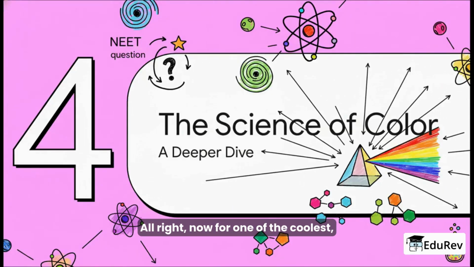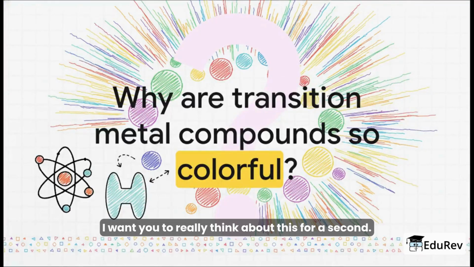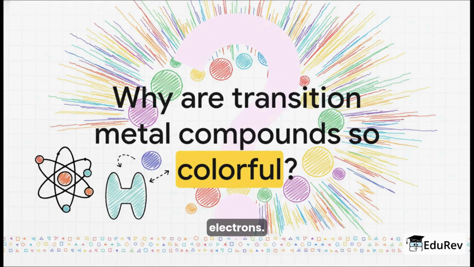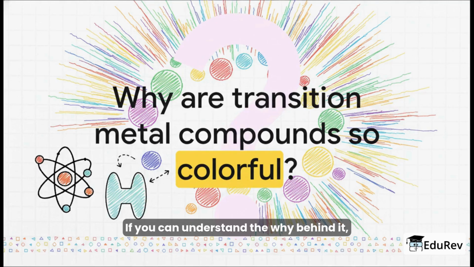Alright, now for one of the coolest, most fascinating topics and one that gets asked about a lot. Why are so many of their compounds so beautifully and brightly colored? This is a classic NEET question, so let's break it down. I want you to really think about this for a second. The answer isn't just, well, they just are. There's a very specific reason happening with their electrons. If you can understand the why behind it, you'll never forget the concept.